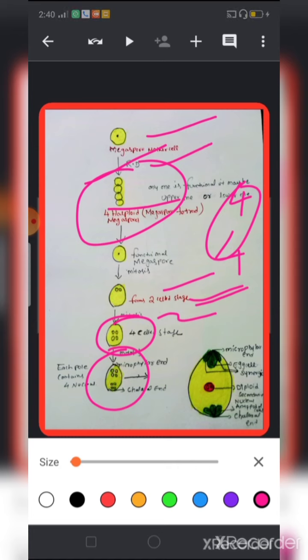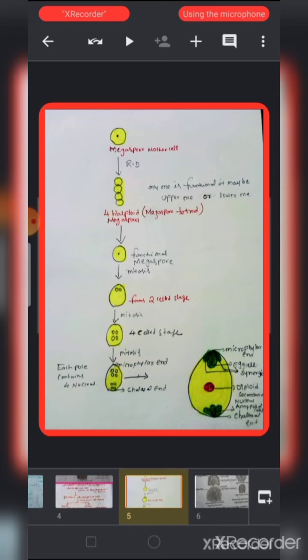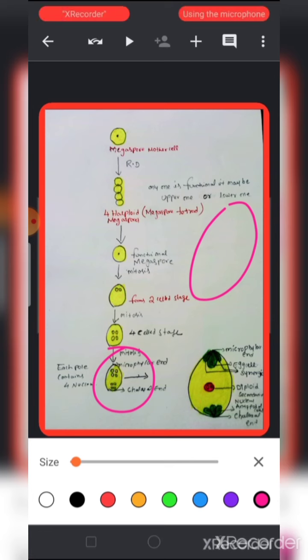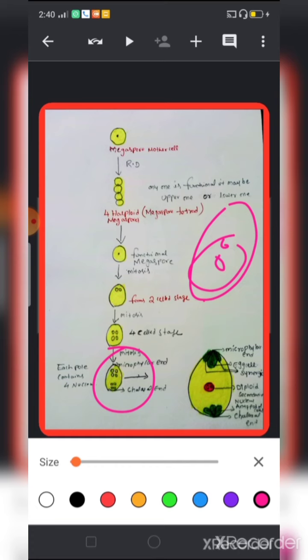Later on, 1 nucleus from the micropylar end and 1 nucleus from the chalazal end come to the center of the embryo sac and fuse together and form diploid secondary nucleus.